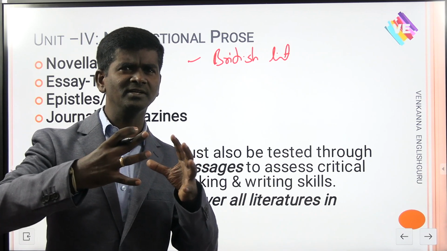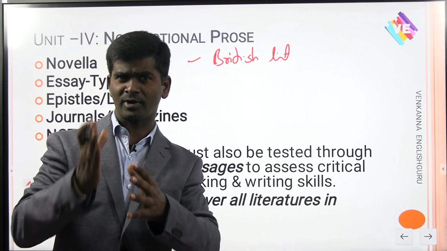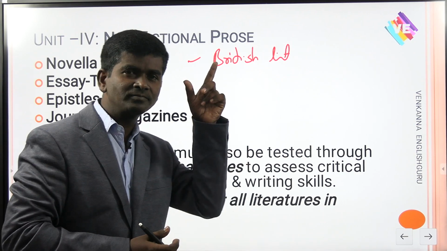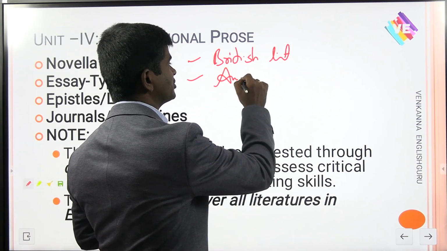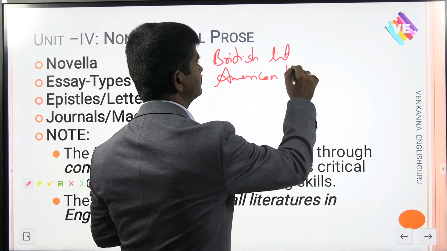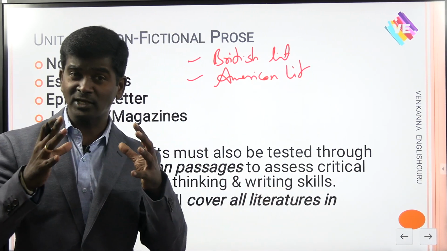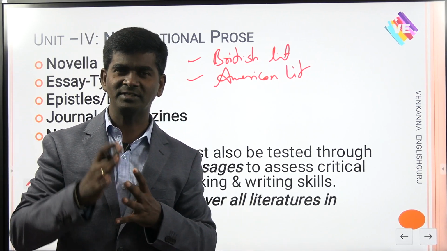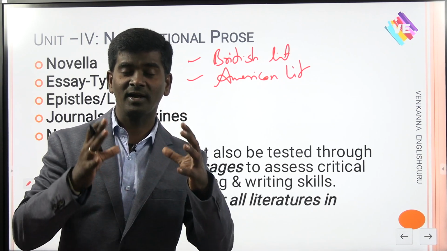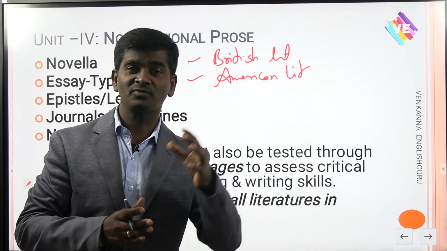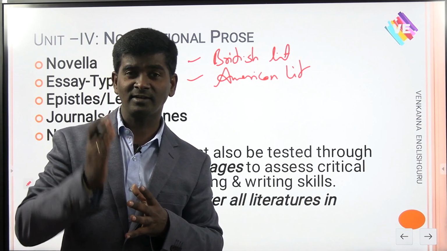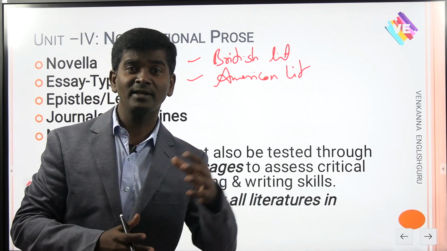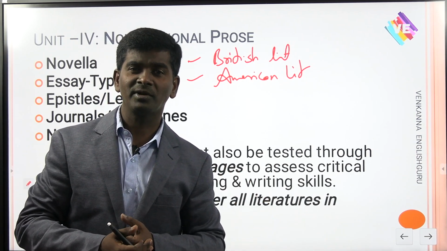So all these periods you need to focus on with regard to drama, with regard to fiction, with regard to poetry, with regard to non-fiction. Next, at the same time, American literature. American literature actually begins from the year 1607 to 1775 colonial period, 1775 to 1865 early national period, 1865 to 1900 realism, 1900 to 1939 modern period, and 1939 till today contemporary American literature.